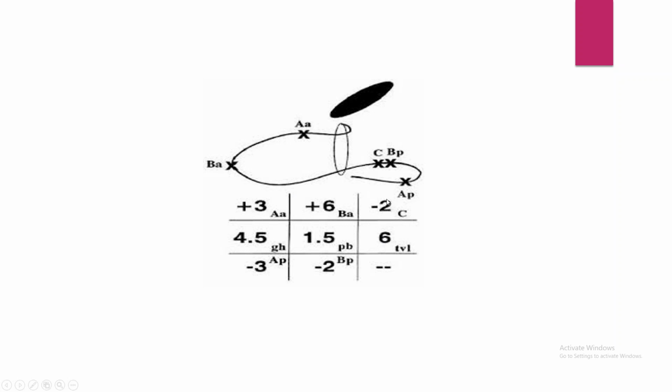Now here C point is at -2. That means vault is not stage 4. It is stage 4 anterior, but vault will become stage 1. Am I clear? It is inside and it is not above -4, so it is stage 1. And what about posterior? What is Bp? Bp is -2, so it is again stage 1 only. Got it?